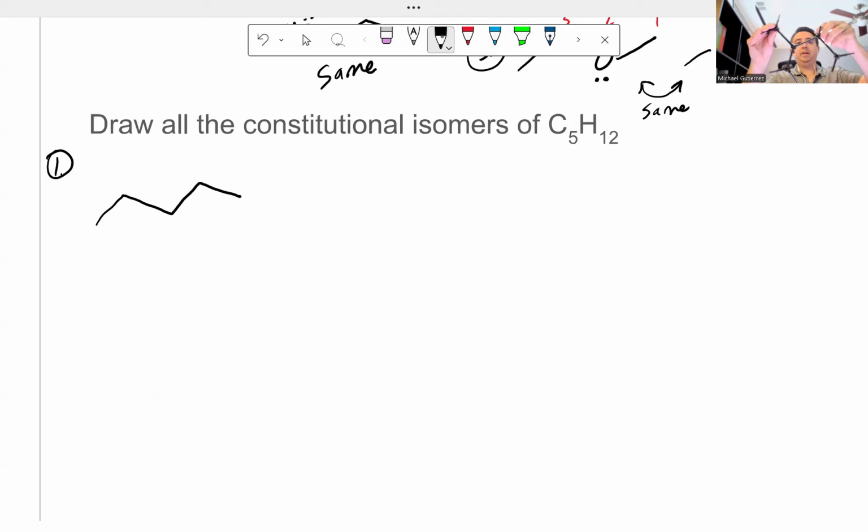So I want to emphasize, I got 4 carbons in a row. 1, 2, 3, 4. So let's draw that. 4 carbons in a row. Here's my skeleton formula for 4 in a row. And on this one right here, I have another carbon hanging off here.